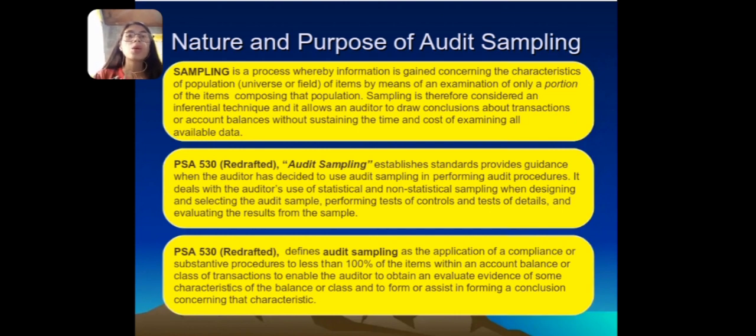Audit sampling is also defined as the application of compliance or substantive procedures to less than 100% of the items within an account balance or class of transactions, to enable the auditor to obtain and evaluate evidence of some characteristics of the balance or class, and to form and assess a conclusion concerning the characteristics.